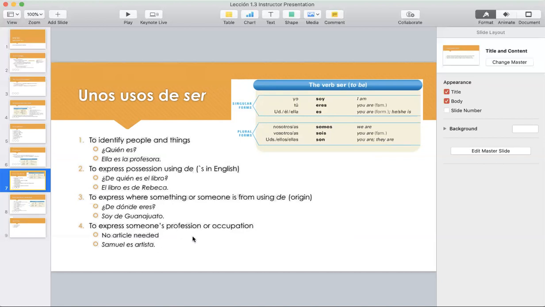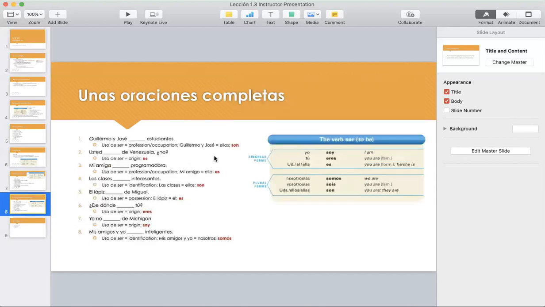To express someone's profession or occupation, remember no article is needed. Samuel es artista. Samuel is an artist. So here we have some completed sentences. Here again, we have the list of the conjugation of the verbo ser. So here we have some examples on how you would use it.